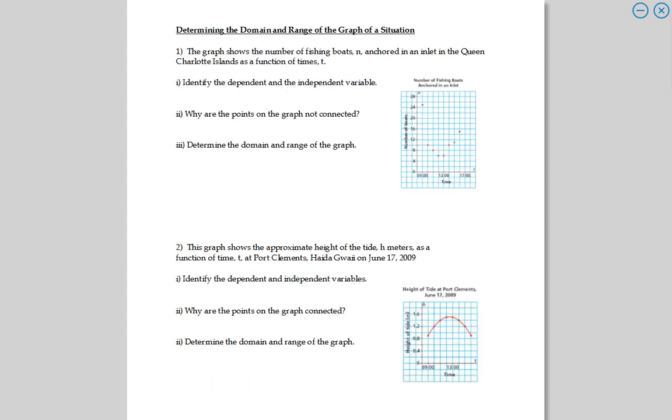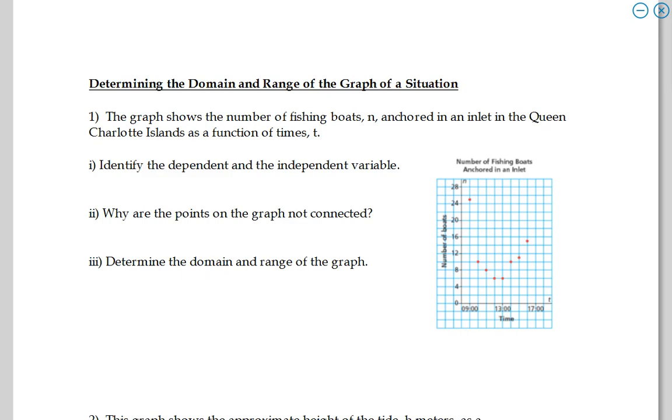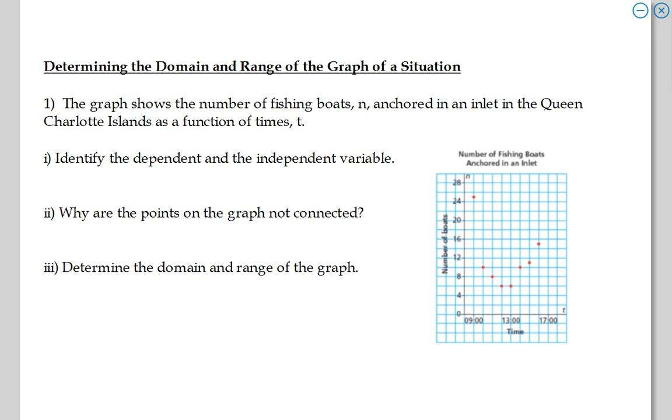Well, I say we finish this off. Determining the domain and range of the graph of a situation. The graph shows the number of fishing boats N anchored in an inlet in the Queen Charlotte Islands as a function of time. Identify the dependent and the independent variable. So dependent, of course, is y. Independent, of course, is x.